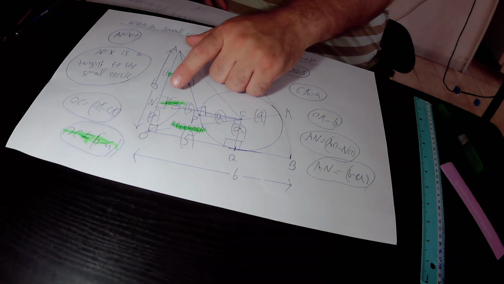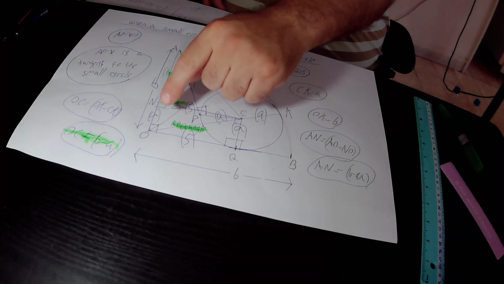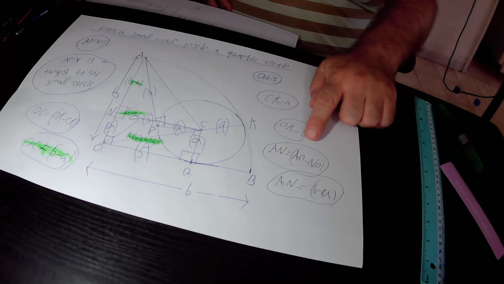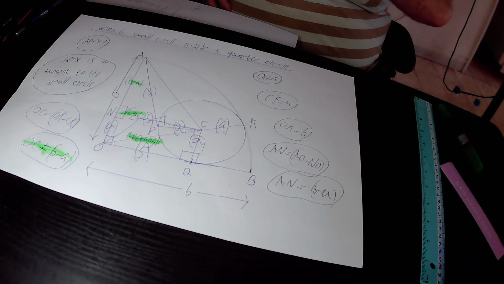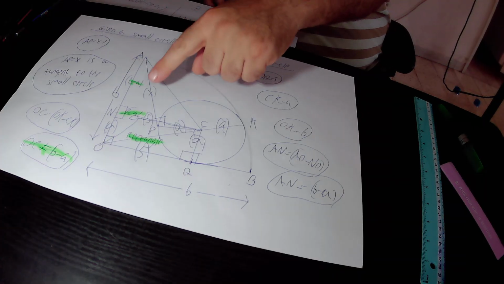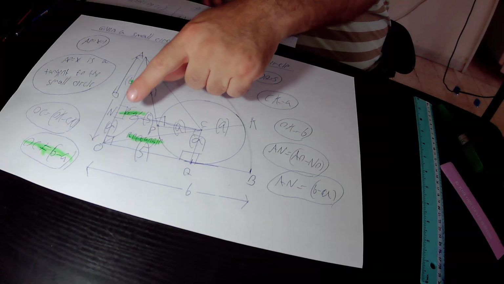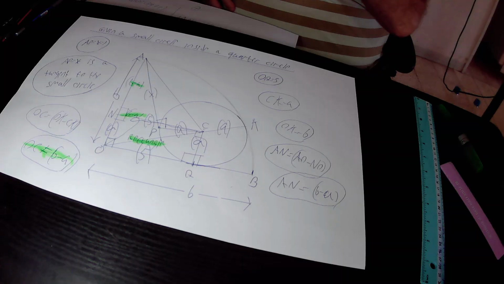What is the length of AN? AN equals AO minus NO. AO is b, this is the radius of the quadrant, that is b, minus NO. NO is a. So in total, AN equals b minus a.